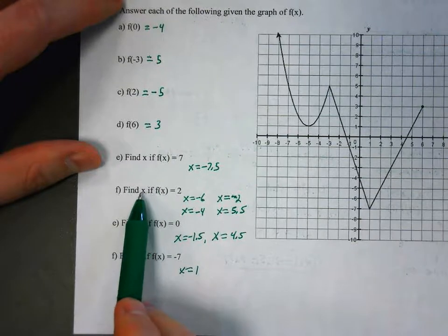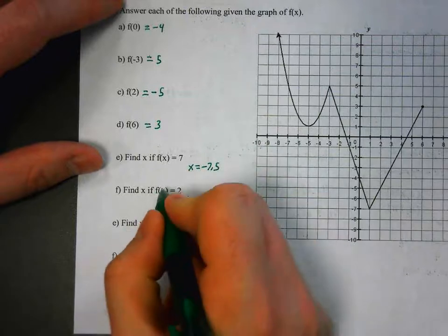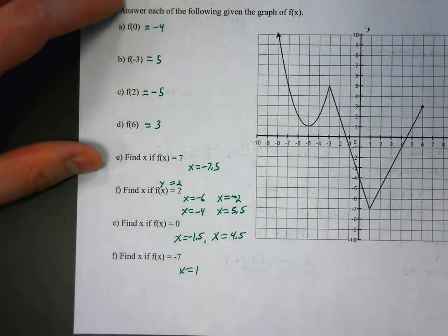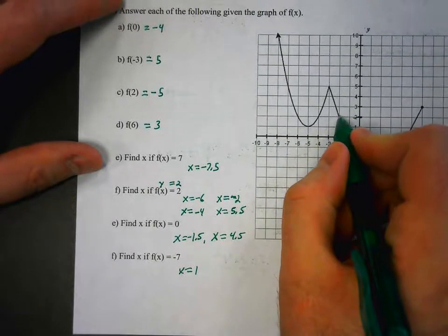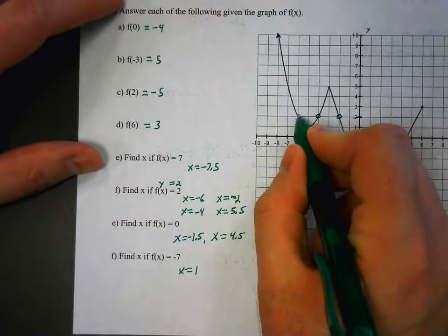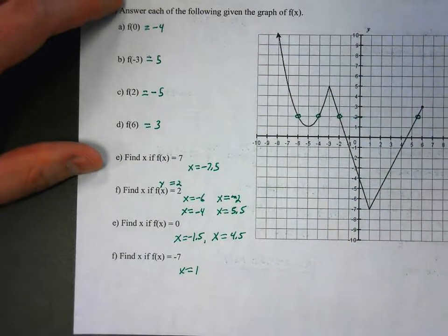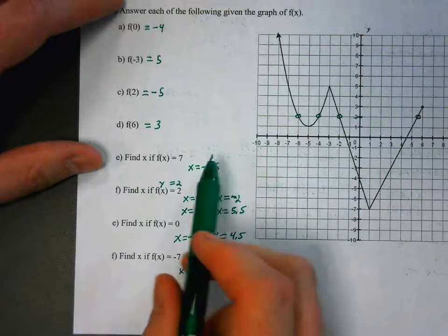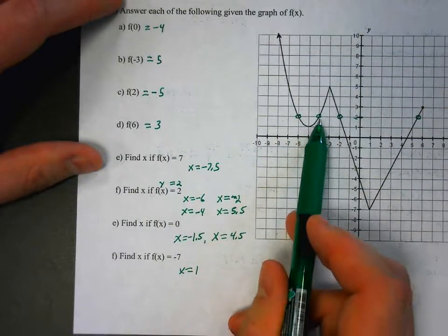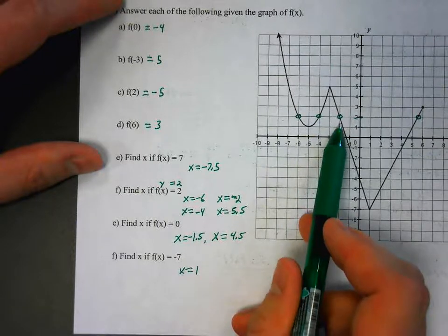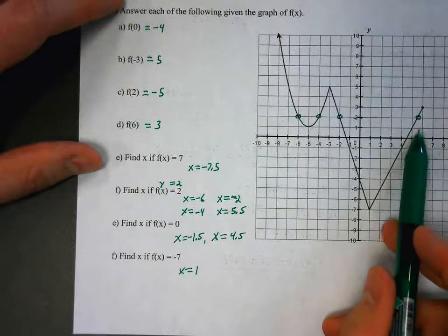Okay, the trickiest one here is part F. Find x if f of x equals 2. Remember, that's saying y equals 2. Well, the y value is 2 right here. So if you go straight across, you hit the graph here, here, here, and also way over here. So there's actually 4 answers for that one. At -6, right here, at -6. At -4, x equals -2. And then over at about 5.5, right around there.